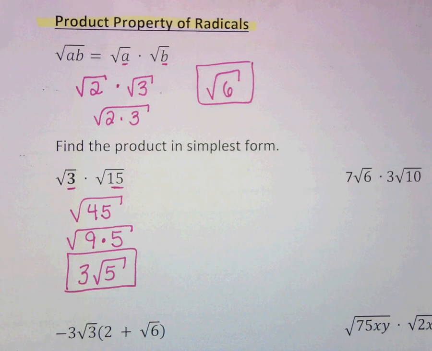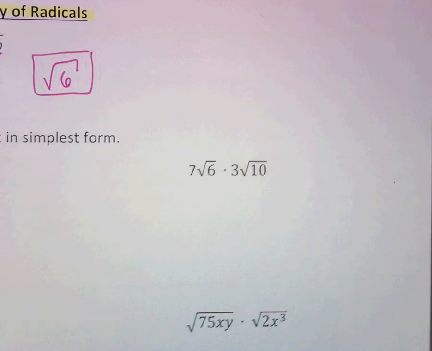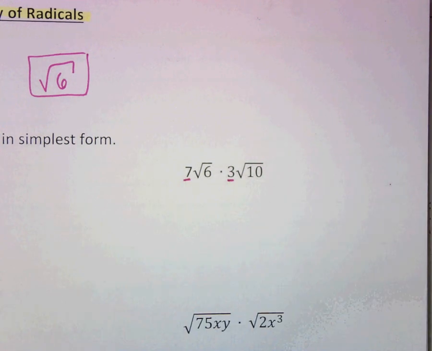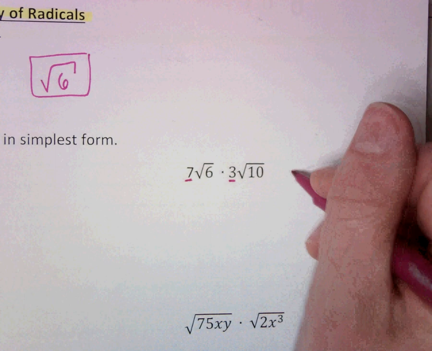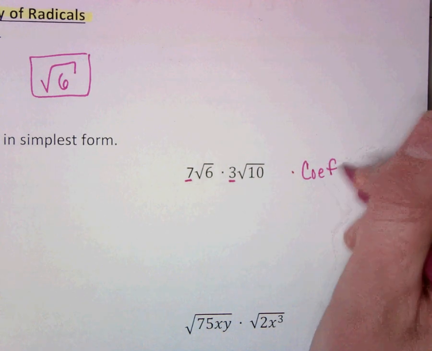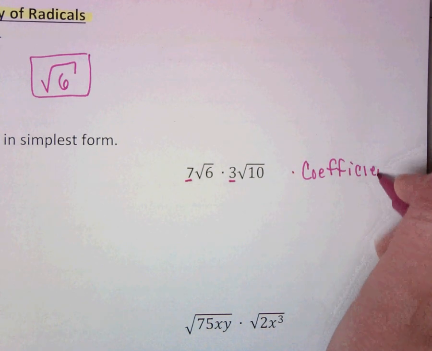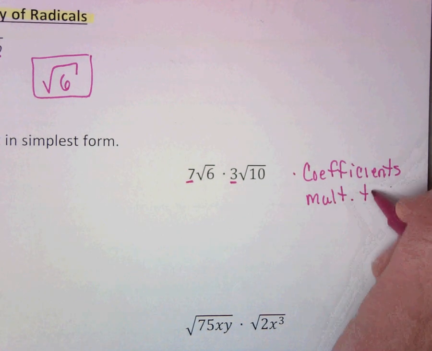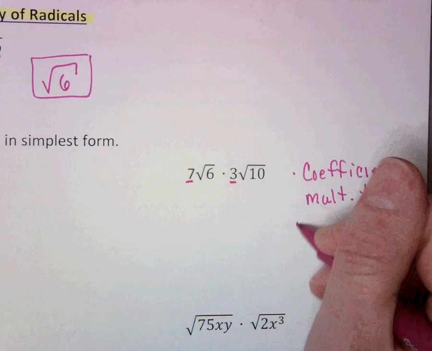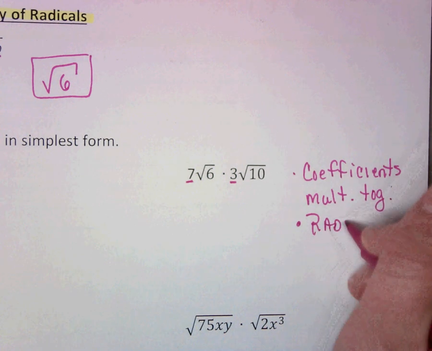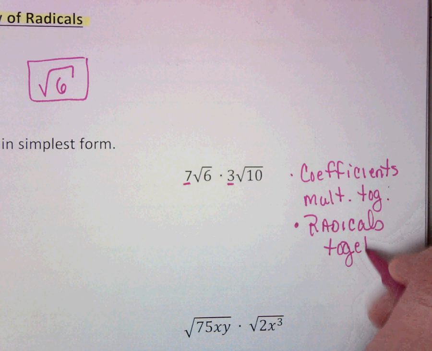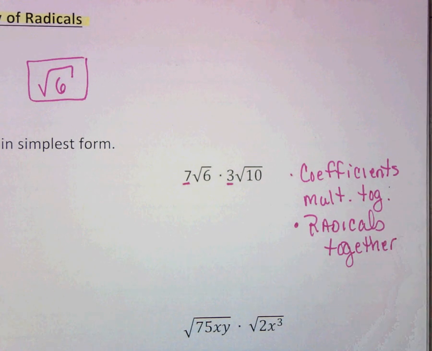Okay, let's look at the next one. This one's a little bit different. I want you to notice because it has some coefficients. So the coefficients, I'm going to write this down. The coefficients multiply together and the radicals multiply together. So they both have to be radicands, both be coefficients in order to put them together.